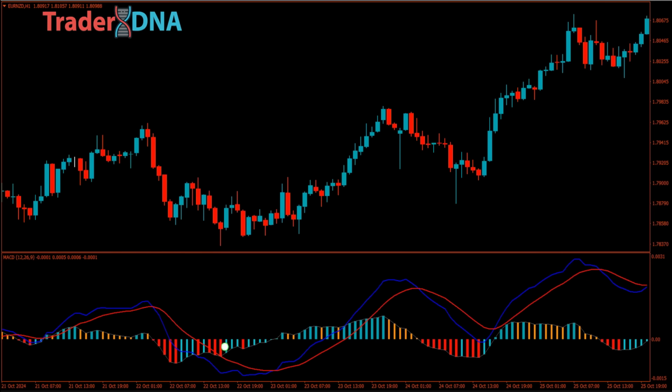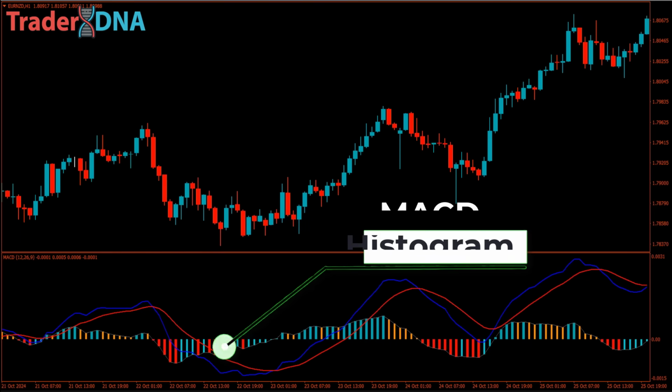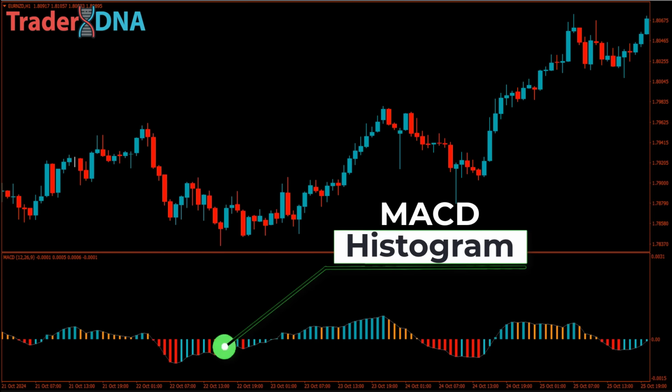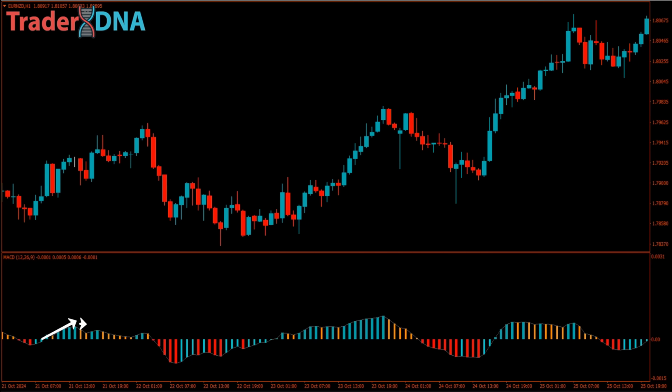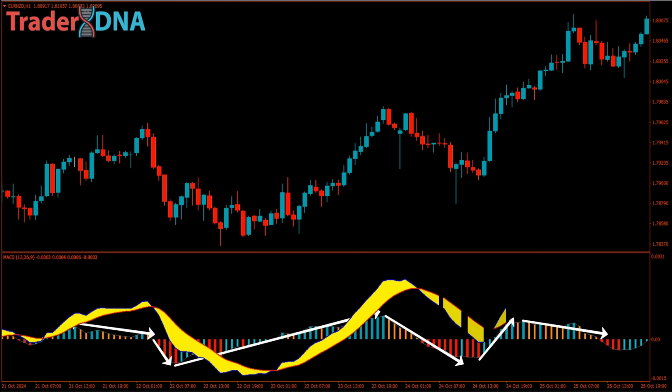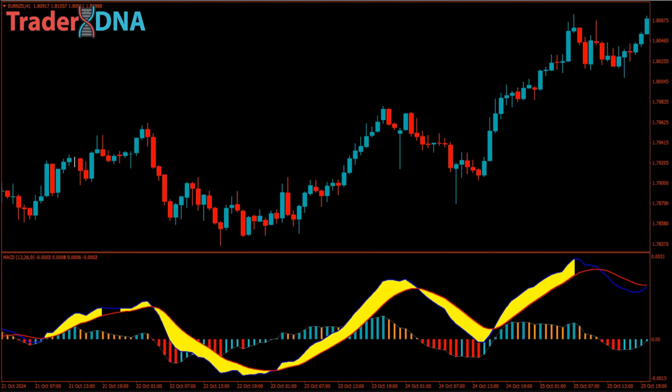One aspect of the MACD that doesn't get enough attention is the histogram, yet it plays a crucial role in understanding market trends. So let's take a closer look at why the histogram is so important. The slope of the histogram provides a deeper insight into the underlying trend strength. When the market is in a strong trend, the distance between the MACD line and the signal line widens, causing the histogram bars to expand. This expansion reflects increased market momentum.